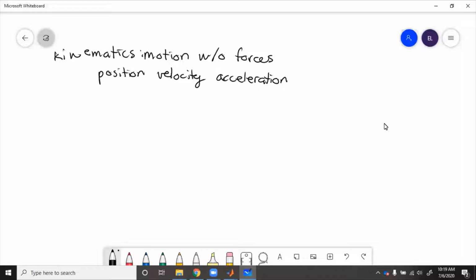So an example of this is a car. So let's say a car is moving at some speed, v of t, then we can get acceleration, or we can get position. We can calculate all of those without needing to know forces. And specifically, we're going to start with particle kinematics.